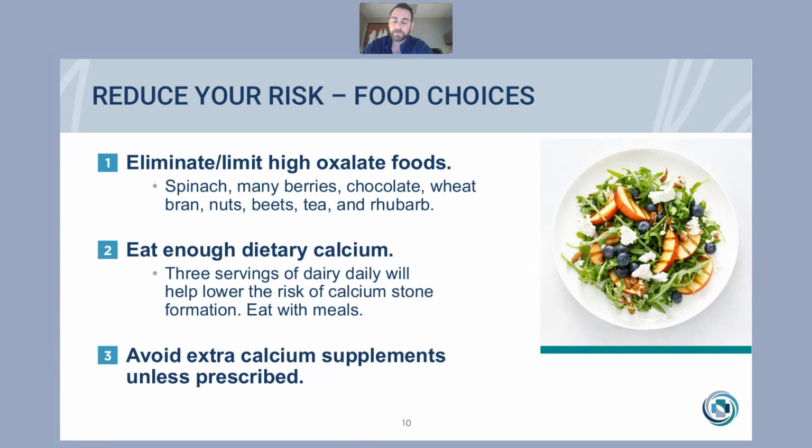As far as dietary calcium goes, you actually want to have enough calcium in your diet. A lot of people think that calcium is the enemy because it's a part of the stone, but realistically, if you don't have enough calcium in your diet, there's a paradoxical effect where it'll increase your calcium in the urine and then increases the ability of oxalates to absorb. So usually about 1,200 milligrams of calcium a day is a good number to shoot for in recurrent stone formers.